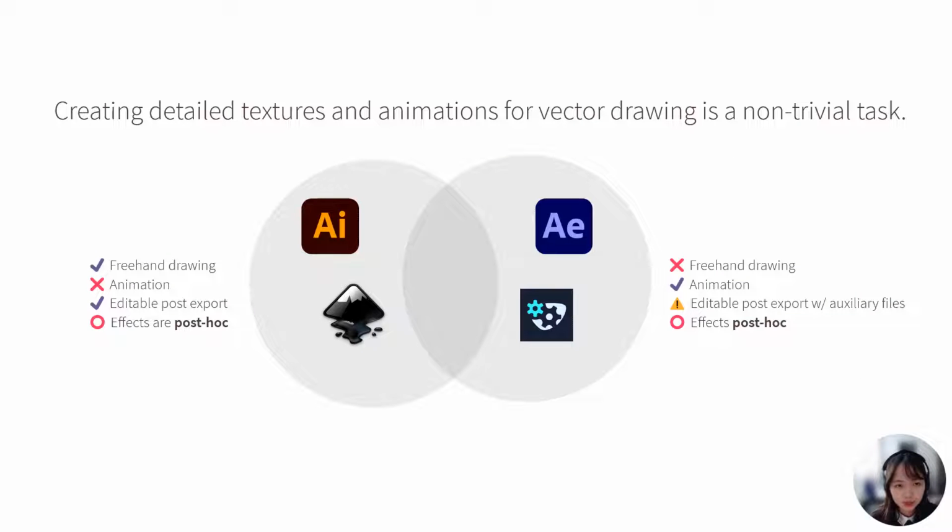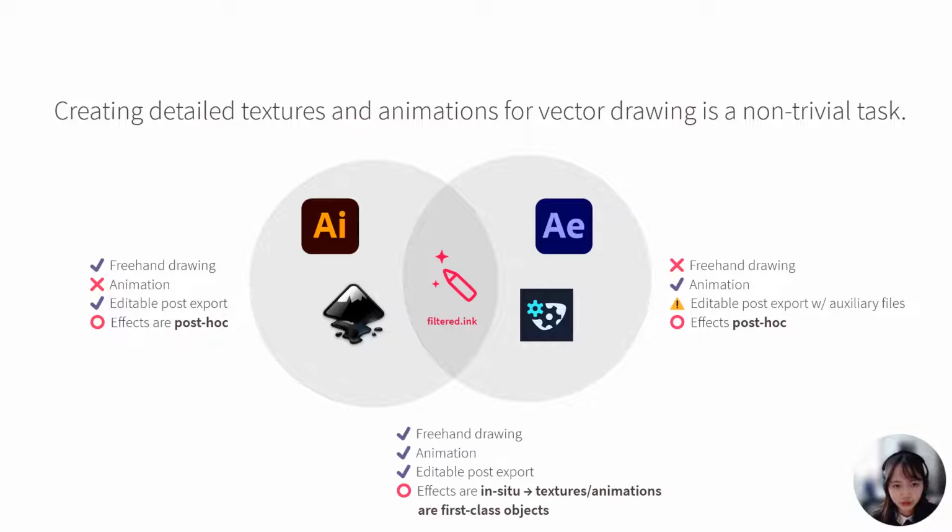Despite these positives, vector graphics are still not a very common output format in digital illustration and painting because creating detailed textures and animations in vector is not a trivial task. And while a couple of commercial tools in separate drawing and animation spaces have been created to help users author these effects, they don't fill the niche for dynamic illustration. Thus, our proposed tool, Filtered Ink, is at this intersection by enabling direct freehand drawing of textures and animations in a workflow where these effects are considered first-class objects.